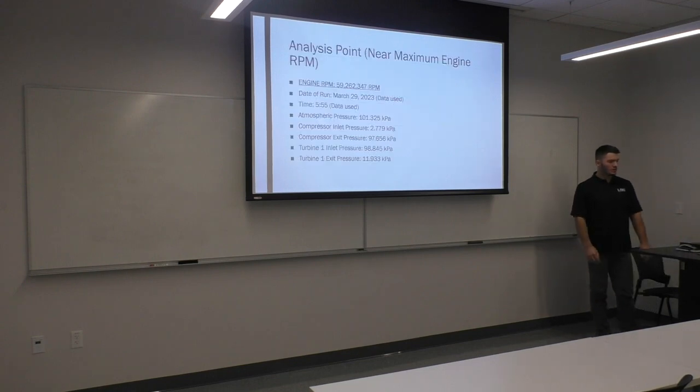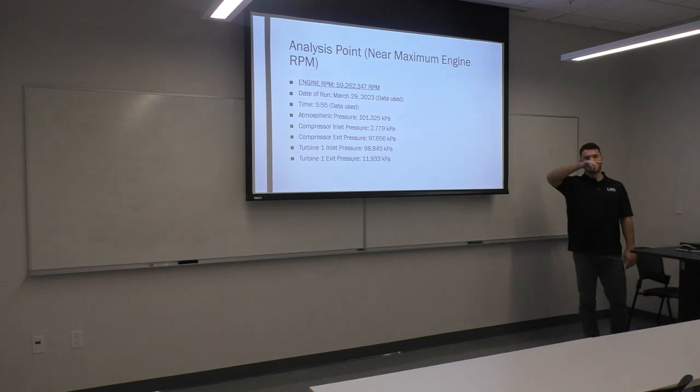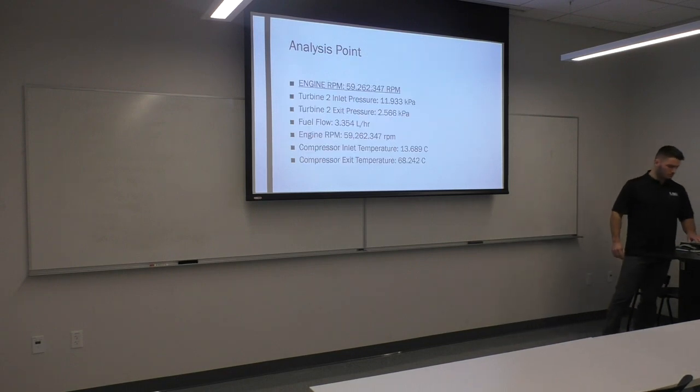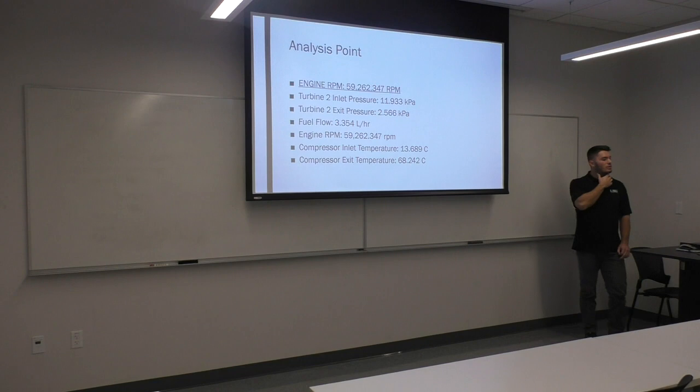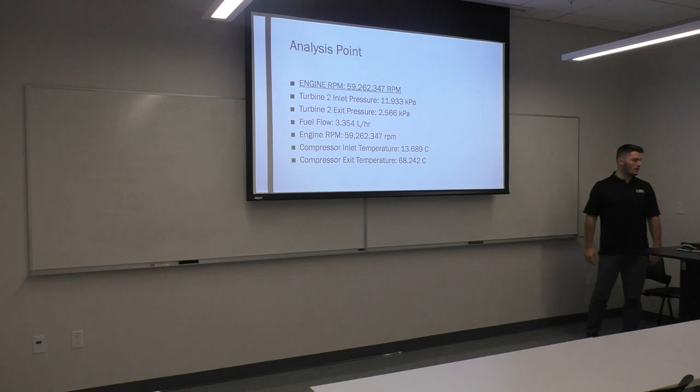So my analysis point, you pick a point where the engine RPM is near its maximum, and this is around 59,000 RPM. The data was sent to me on March 29th at 5:55. Barometric pressure, and then the compressor inlet pressure was much lower than the exit pressure. Turbine 1 inlet was much greater than the exit pressure. Turbine 2 inlet pressure greater than the exit pressure. The fuel flow at that max was 3.35 liters per hour. As seen from the graph, the average was about 2.5 and the max is about 3.5, so it makes sense.